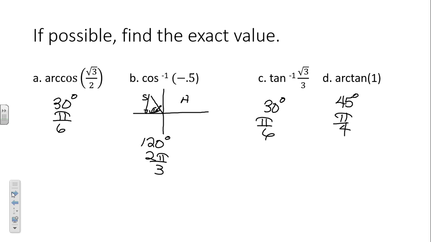When we ask you for an exact value, that means that we have those primary angles, those reference angles, like the special angles, the sine, cosine, tangent of 30, 45, 60, 90s, 180s, 270s, right, and zeros that you're supposed to know. Any questions on this one? All right, let's keep moving.